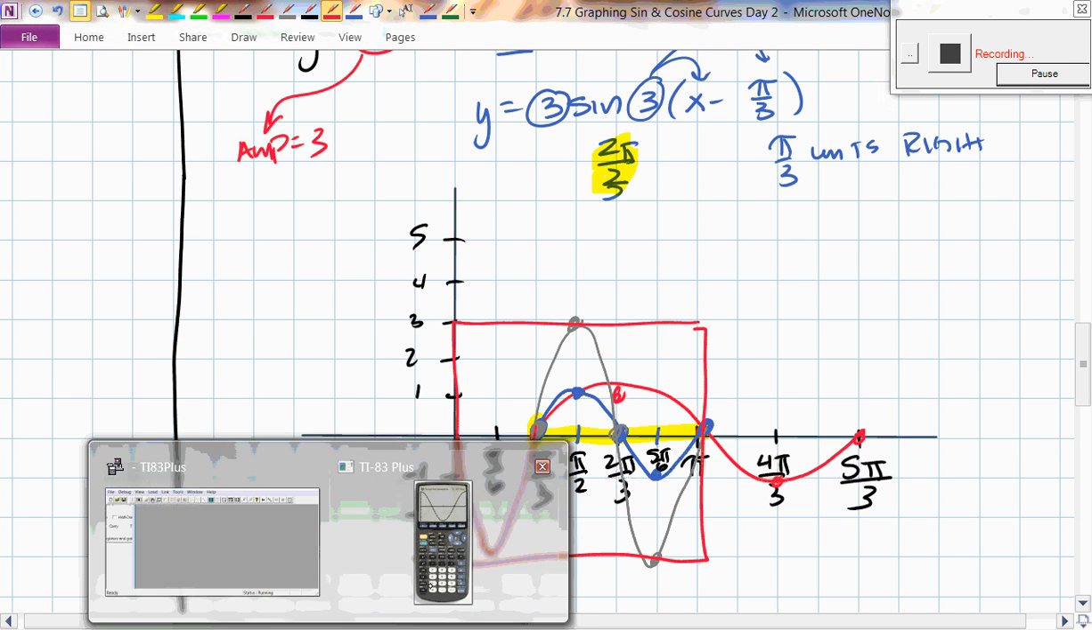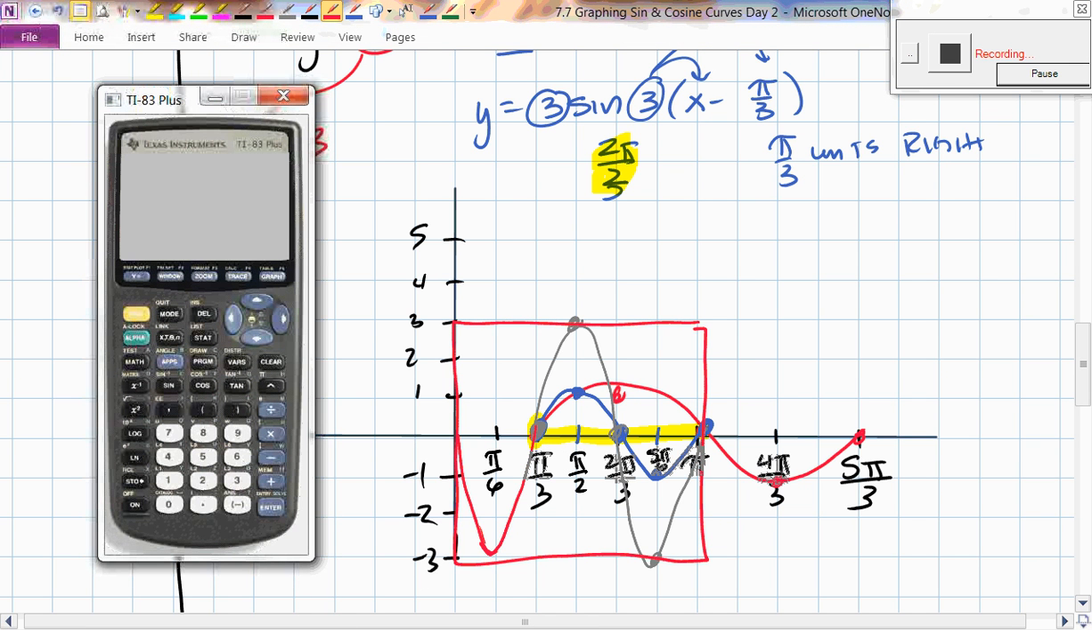Okay, so let's take out our calculators and make sure that our window matches, to make sure that we did it right. So I'm going to punch in the original function, which was 3 times the sine of 3x minus pi. You guys remember it? Seems like it was so long ago.